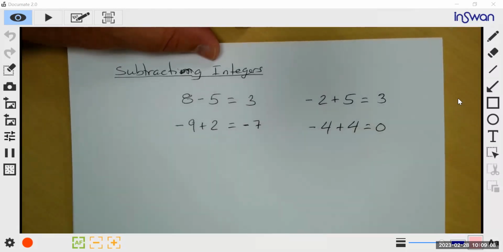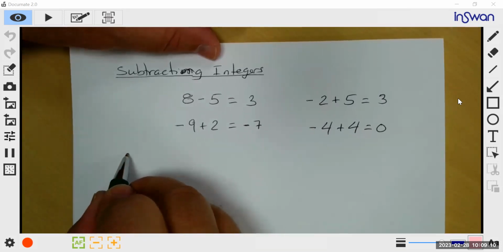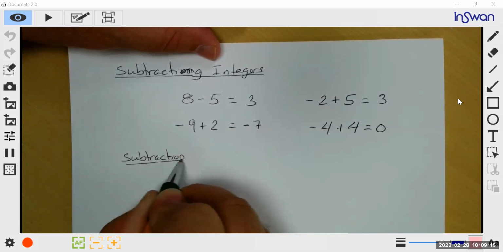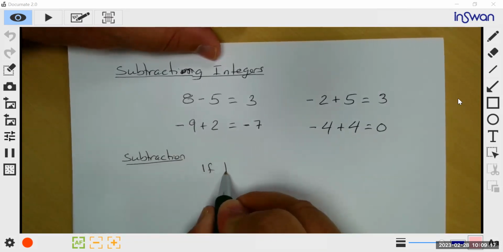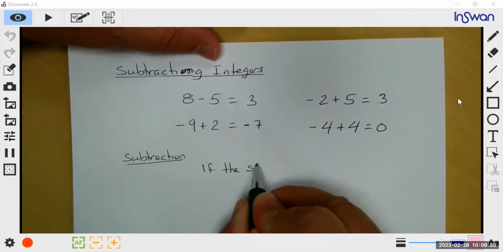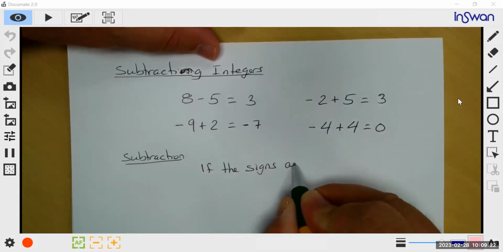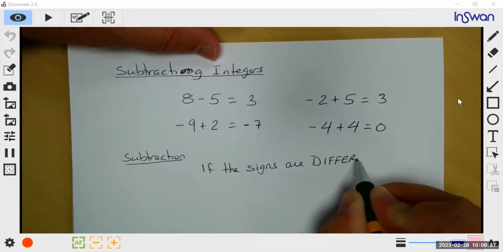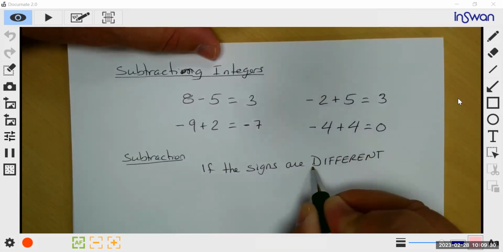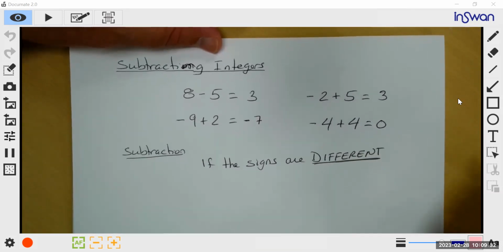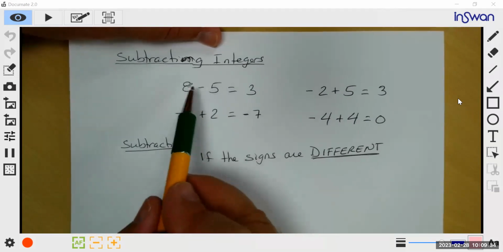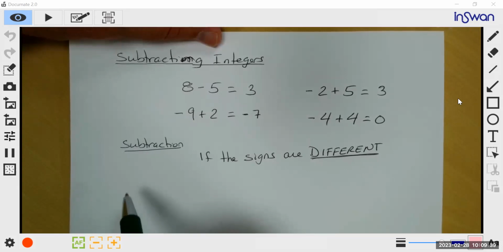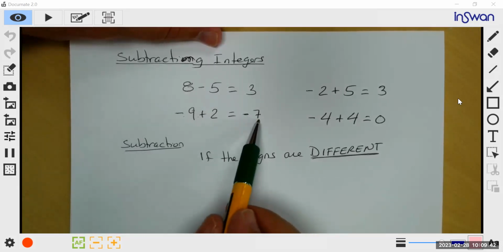So the procedure here, the rule here with subtraction is this. If the signs are different, that's the reason they call subtraction the difference. The difference between 8 and 5 is 3. The difference between negative 9 and 2 is negative 7.